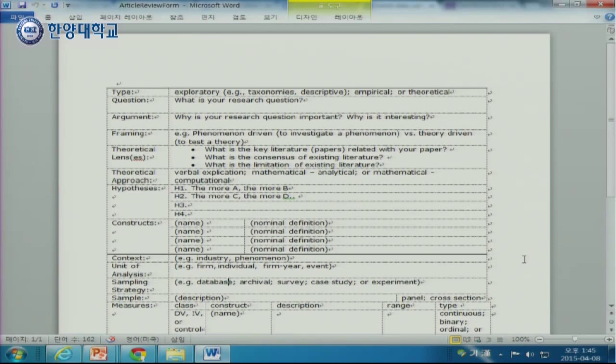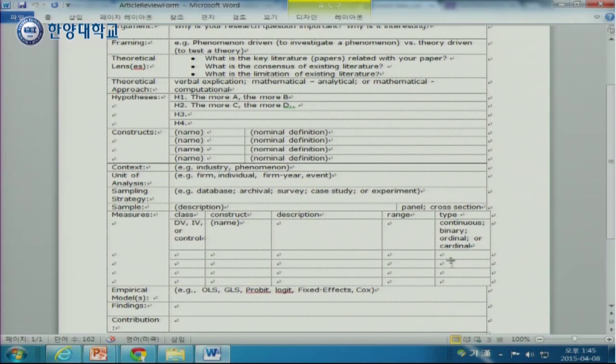And then sample: you can describe your sample here, and the measures. Here, DV is dependent variable, IV is independent variable. In the hypothesis, DV is B and D, and IV, independent variable, is A and C. So this one overlaps the constructs. You write down concepts, construct name, and you briefly describe it, and range is like values from 0 to 1, or 0 to 100, minus 10 to plus 10, something like that.